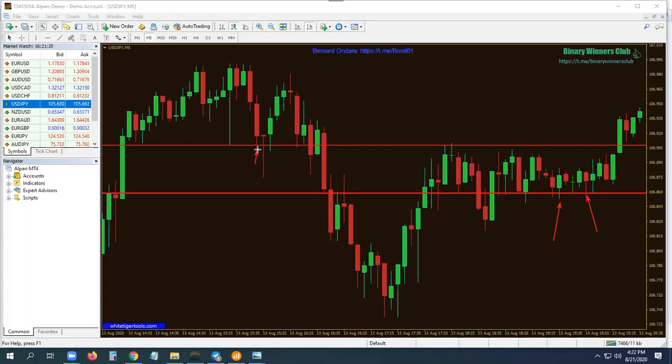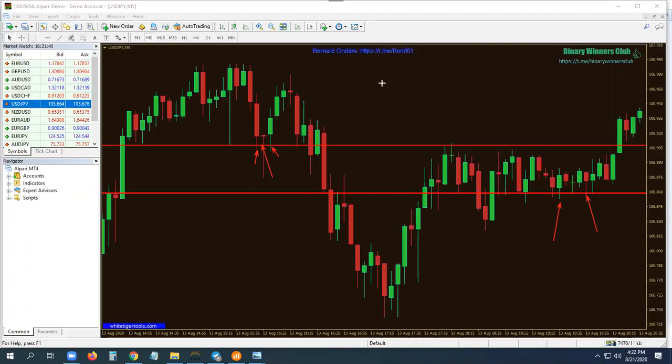Look at the same thing. Reject support. Next candle touches the pivot point, closes above it. That is a winner. This one rejects support. Next candle touches, closes above, a winner. So this is how you can trade the pivot point, support, and resistance, guys.